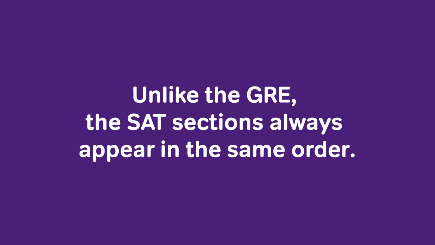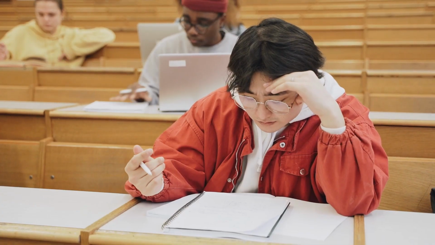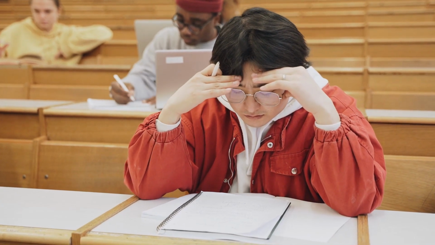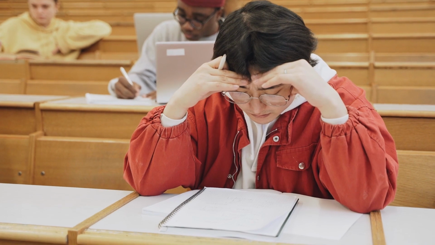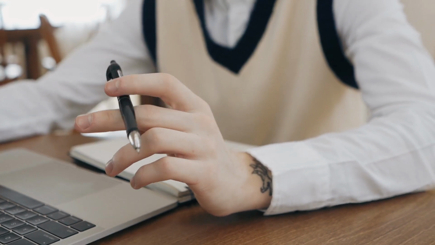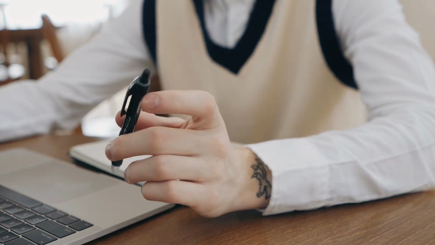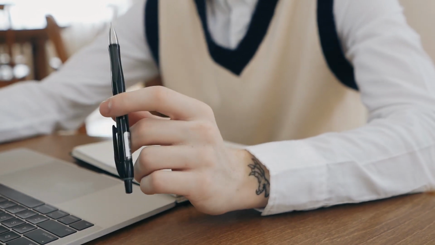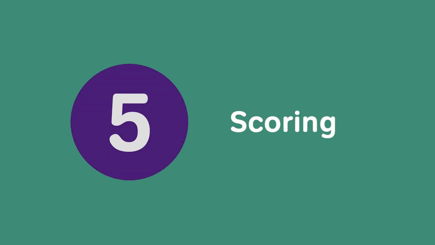Unlike the GRE, the SAT sections always appear in the same order. Occasionally, there is a 20-minute experimental section delivered to randomly selected groups of students who take the SAT. These questions appear as the 5th section on the test, just after the calculator math section.